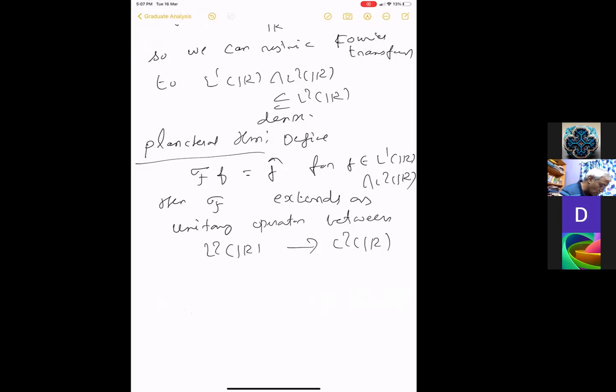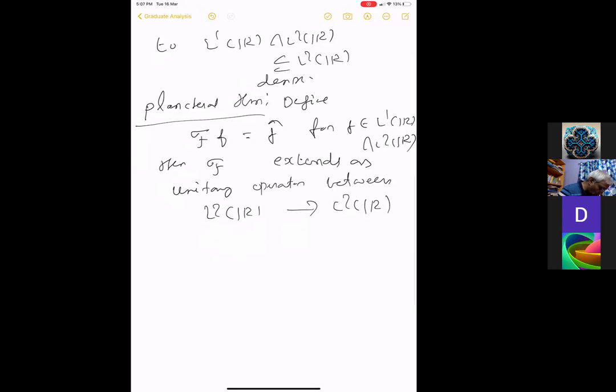So what do we want to prove? We want to prove that this Fourier transform, which is defined on L1(R) intersection L2(R), extends to a nice unitary operator between them. If you have any question, ask me, please. Then I will realize that someone is listening. Before that, I want to prove a lemma.